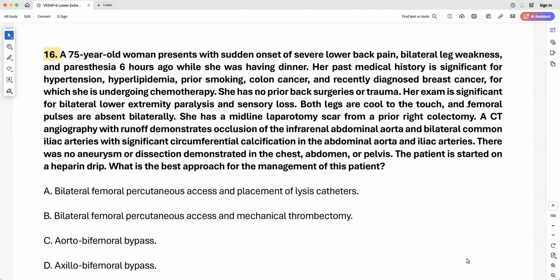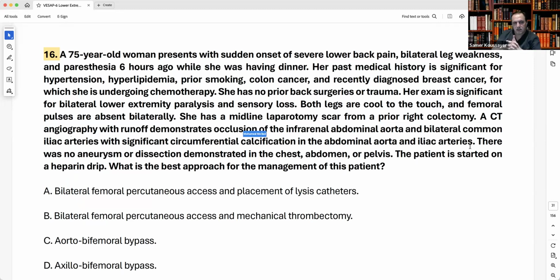Okay, 75 years old with comorbidity, active cancer, breast cancer, and history of colon cancer, presents with acute lower limb ischemia, as shown in the image, infrarenal total occlusion.